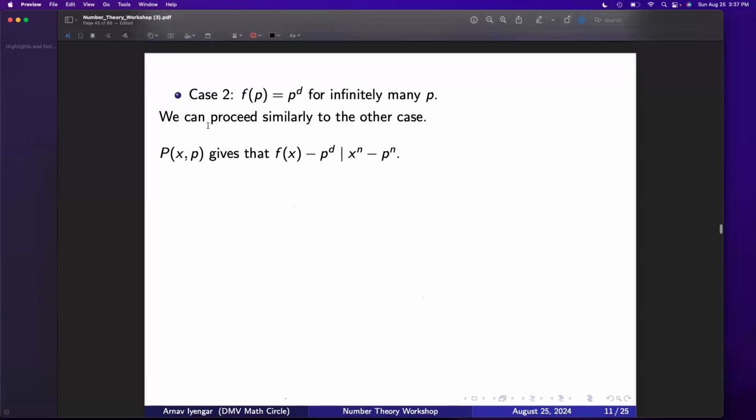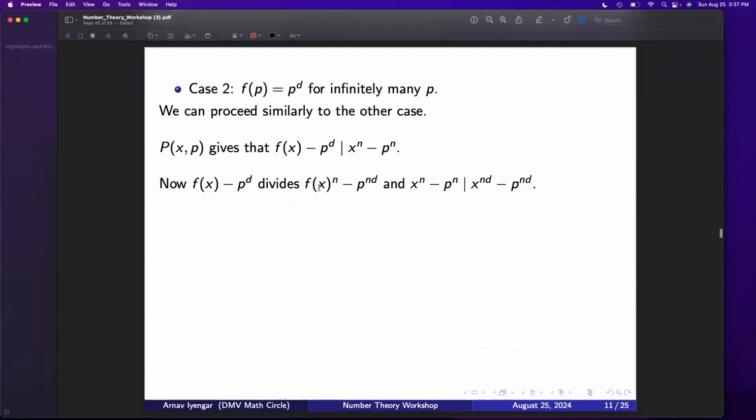So now we have the similar case, but we have f of p is equal to p to the d. So what possible linear combination of f of x minus p to the d and x to the n minus p to the n won't be in terms of p? Yeah, it's basically the same thing, except instead it's going to be f of x to the n minus p to the nd, and then x to the nd minus p to the nd. You can also say that. It'll also be the same size contradiction.